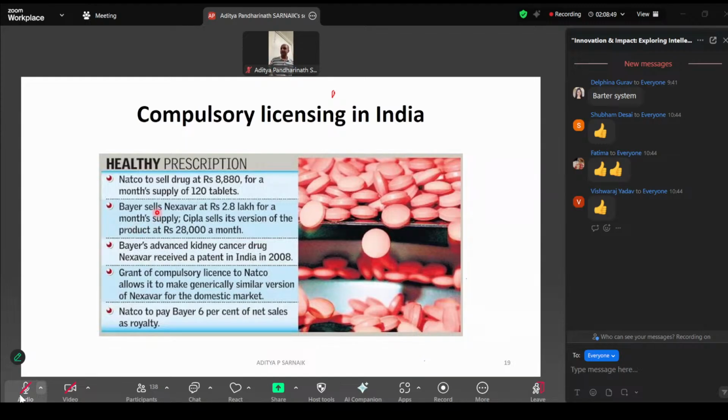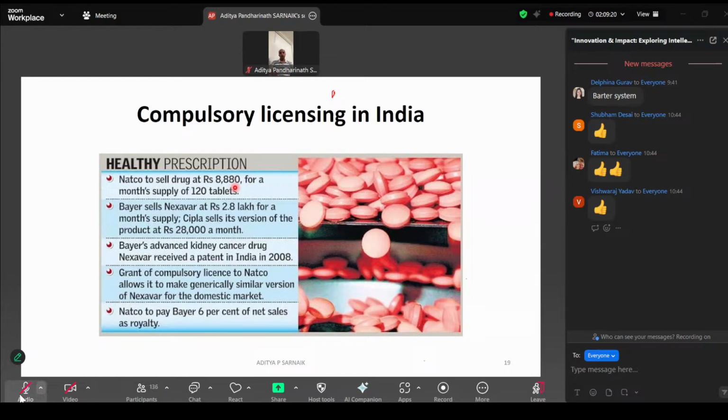So what happened? Natco, a generic company in India, asked Bayer to please license the drug to them, and they would make that drug at lower cost. They said, we will make it for 8,880 rupees for 120 tablets, a month's supply. Now consider 2.8 lakhs and 8,880 rupees. That was the difference back in 2008.